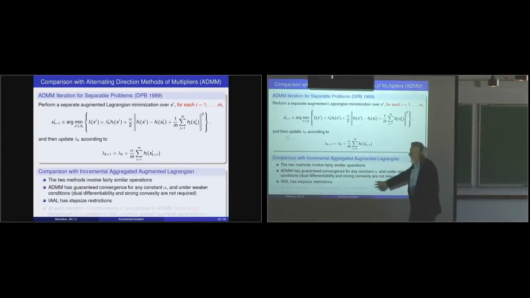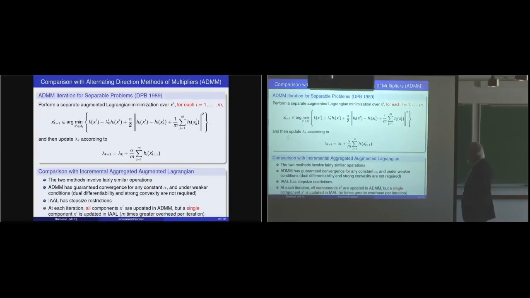On the other hand, the incremental aggregated method has step size restrictions and pretty serious ones. On the other hand, there's a lot more overhead in each iteration of the ADMM because all components are updated, and the overhead is m times larger, and the number of multiplier updates are much less frequent. So how all this shakes up in particular problems is not very clear, but it's an interesting subject to look into.